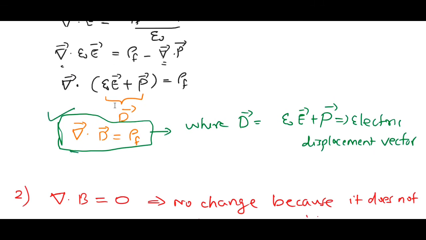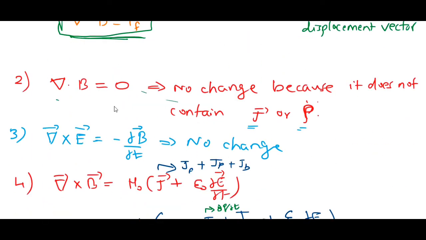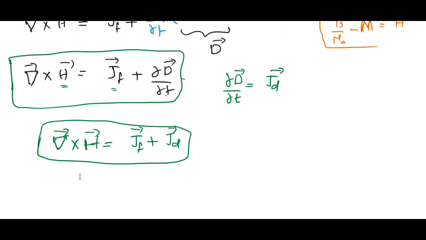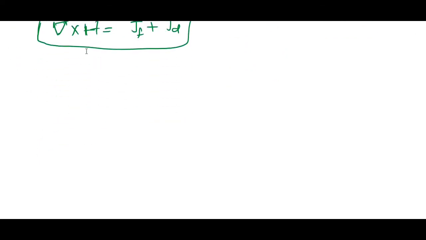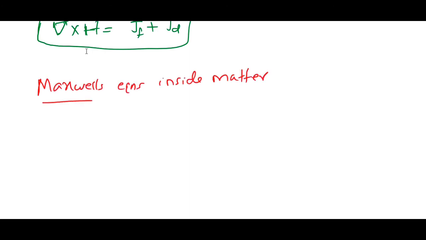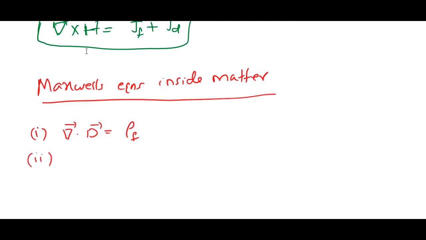The first one is del dot D is equal to rho_F. In the second equation there is no change, as it is. In the third equation also there is no change, and the fourth equation gets modified. That fourth equation, the standard form, is this equation. Now let us collect all the Maxwell equations. Maxwell equations inside a material can be written in the following way. The first equation is del dot D is equal to rho_f, the second is del dot B is equal to zero, and the third is del cross E is equal to minus dou B by dou t, no change.